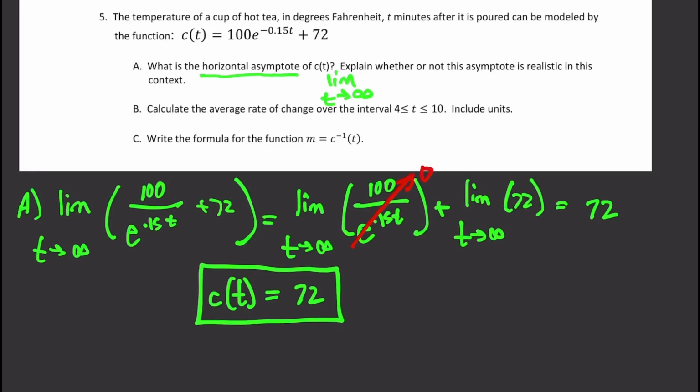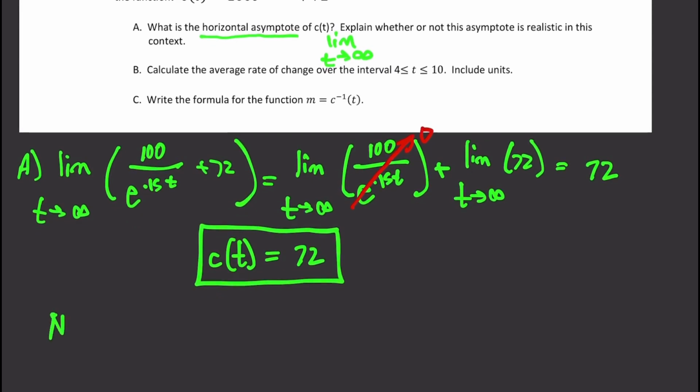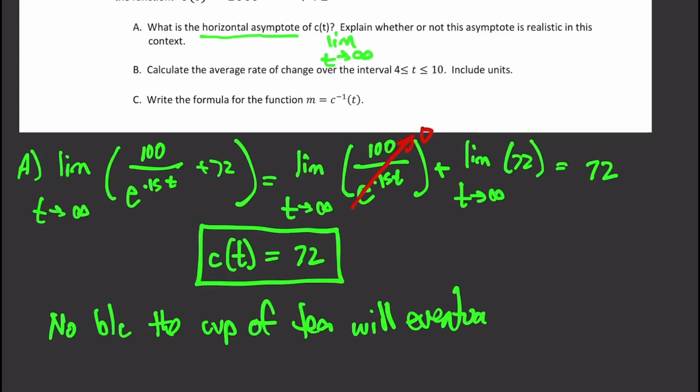Now this part of the question, explain whether or not this asymptote is realistic in this context. Well, we're talking about a cup of hot tea, t minutes after it's poured. So basically it's cooling down, all right? So 72 represents the room temperature. The asymptote says it's going to approach 72 but never get there. Is that realistic? Well, not really, because the cup of tea will eventually be 72 degrees Fahrenheit.